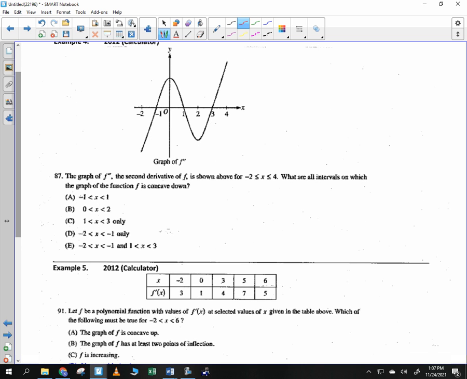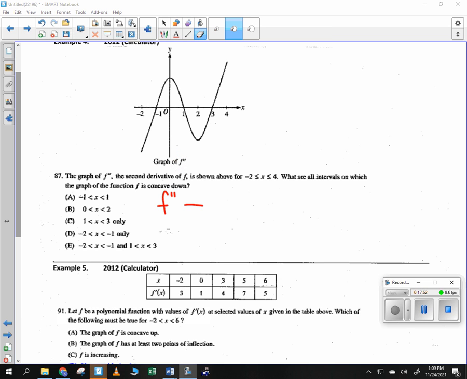What graph are you looking at? F double prime. Always check the graph. You're looking at F double prime. 4, 3, 2, 1, 0, and stop. Okay, here we go. So here's what I do. Here's my approach. This didn't always used to be my approach, but I look at this F double prime. Which intervals is it concave down? I immediately think about the definition. F is concave down when F double prime is negative. So I'm looking for F double prime to be negative.